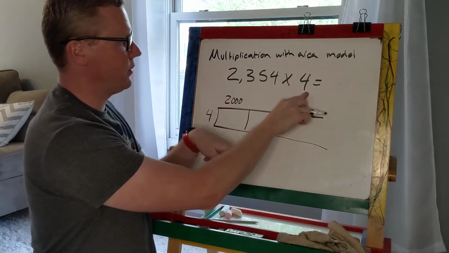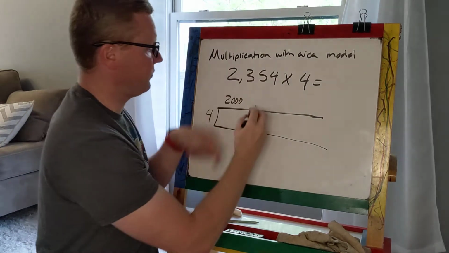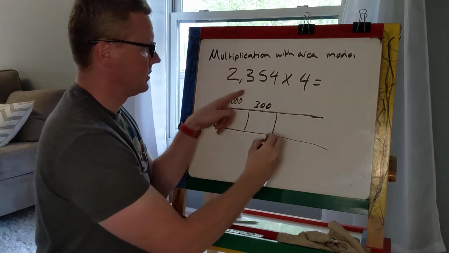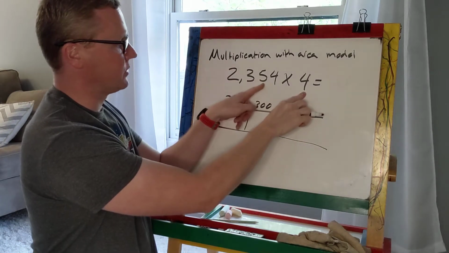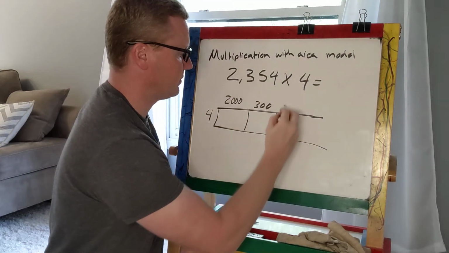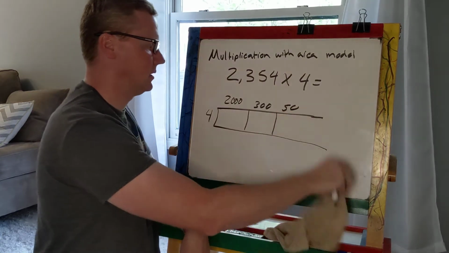What's our next number going to be? 4 times, it's in the 100 spot, so 4 times 300. Now we need to do 4 times what's in our 10 spot? Oh, 50. Mr. B is writing it in the wrong spot.